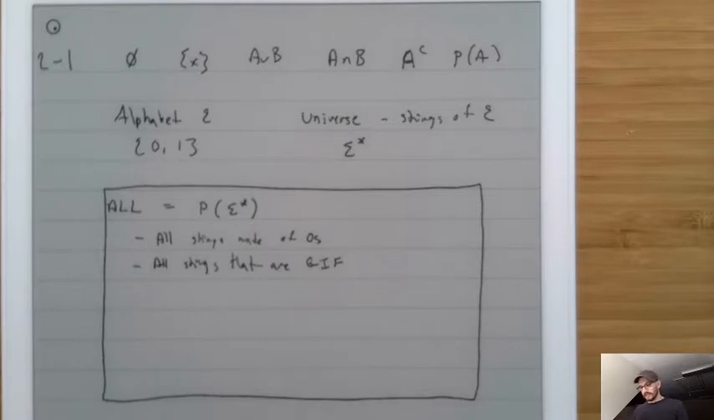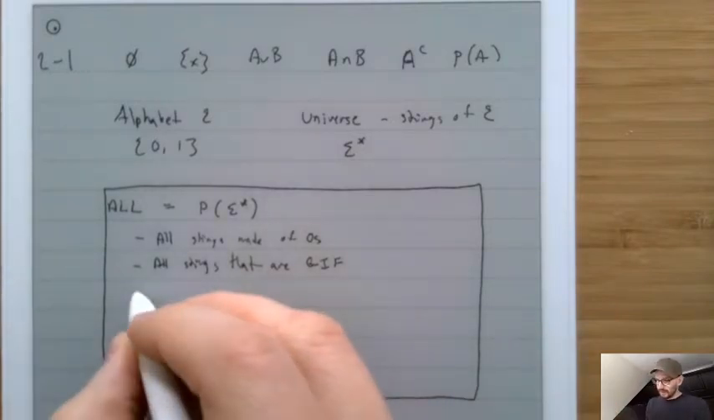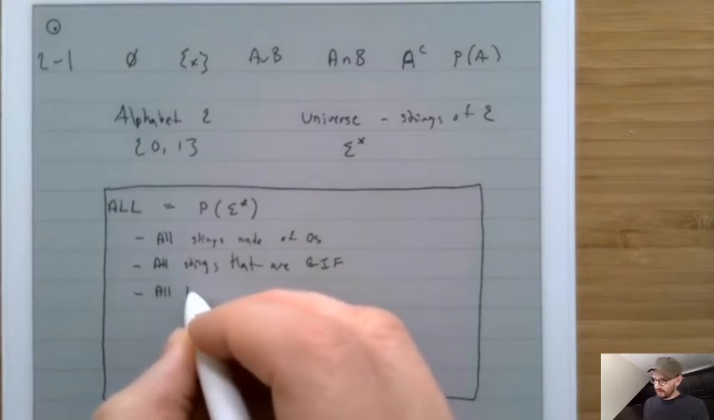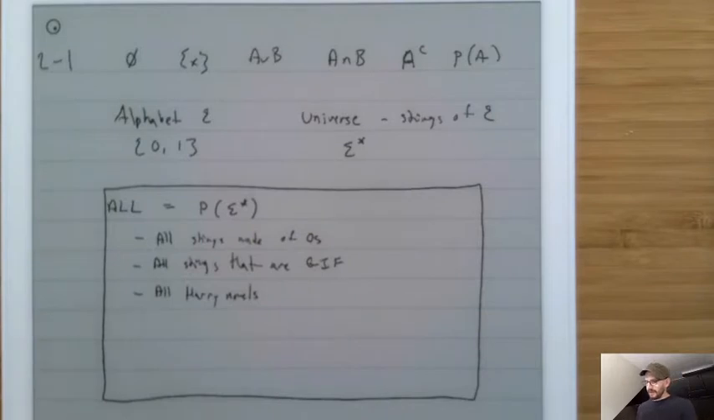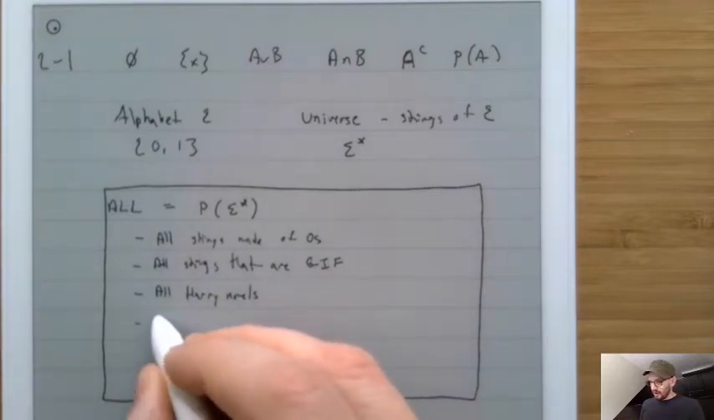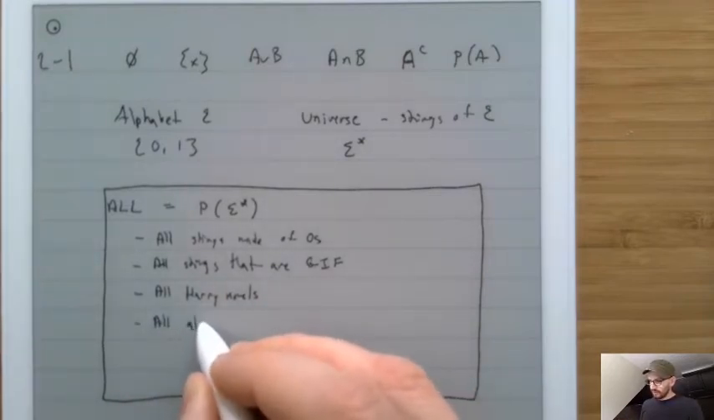Okay. Now, there are more complicated things inside of all, too. For instance, we know that we can use binary to encode arbitrary textual data, right? So we could have something like all Harry Potter novels. That right there is an example of an element inside of all. It is a set of strings, and each string inside of that set would be one of the different Harry Potter novels.